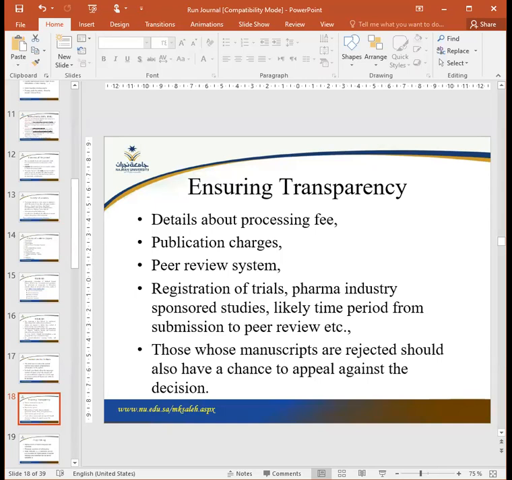For this, their contact details should be published in the journal as well as on the journal website.